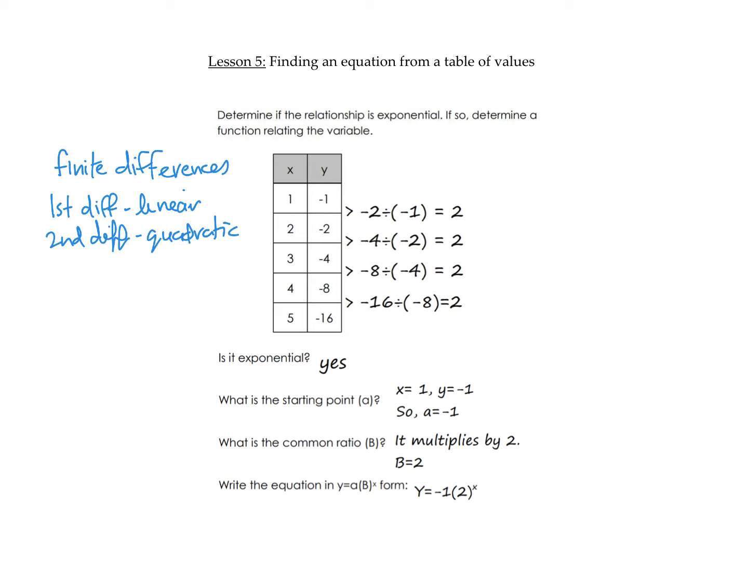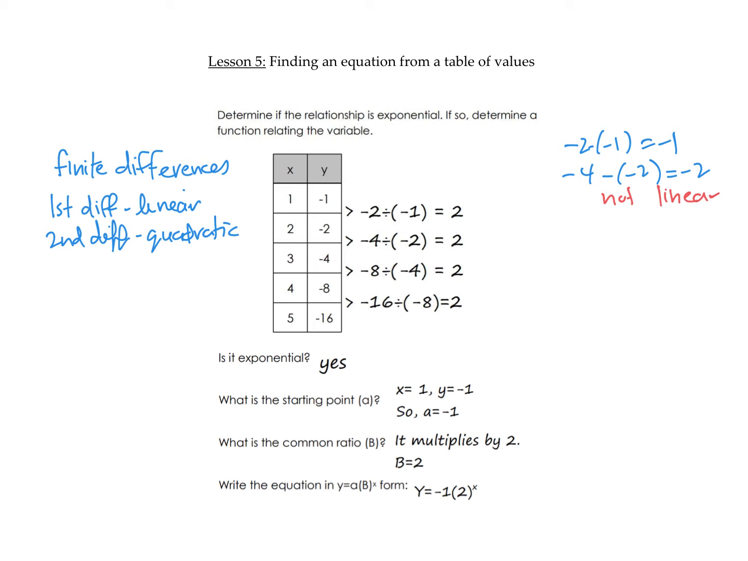So looking at this table, I know that if I subtracted -2 minus -1, I'd get -1. And then if I subtracted -4 minus -2, I would get -2. Because these first differences are not the same, I know it's not linear. If I did it again, I would see that it's not quadratic because the second differences aren't the same.